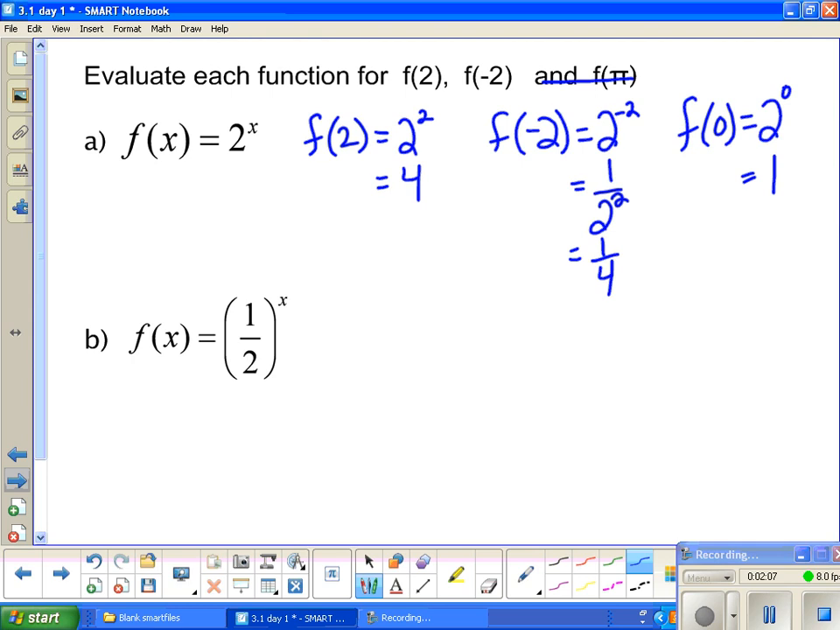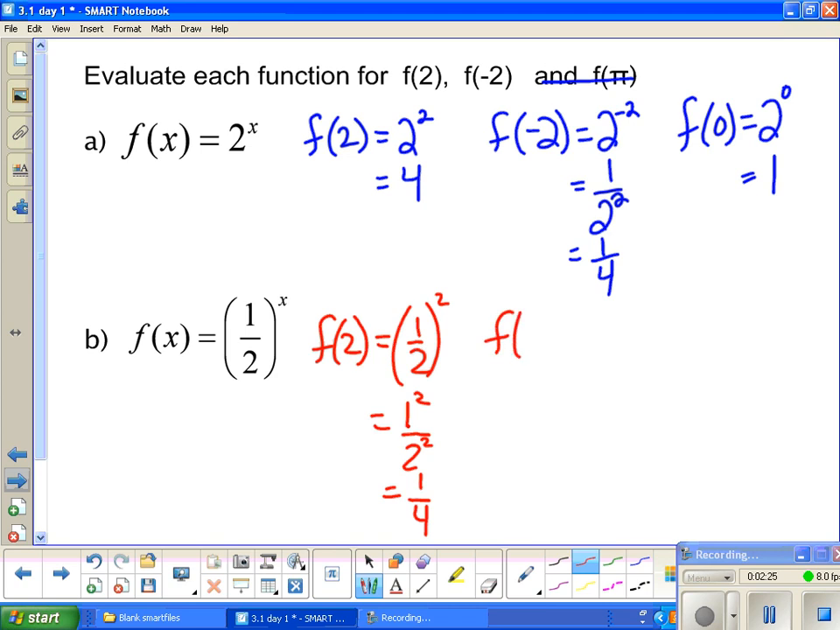All right, so now let's look at f of 1 half and evaluate it for those values. Okay, so f of 2, that's equal to 1 squared over 2 squared, which is equal to 1/4. Let's look at f of negative 2. So that's 1 half to the negative 2, 1 to the negative 2 over 2 to the negative 2. They switch places when they're negative and become positive, so it's 2 squared over 1 squared, which is equal to 4. What about f of 0?